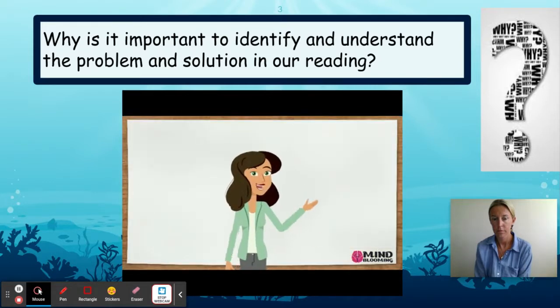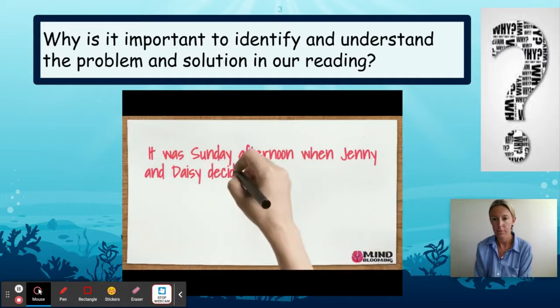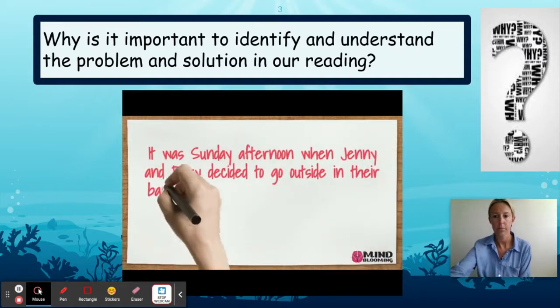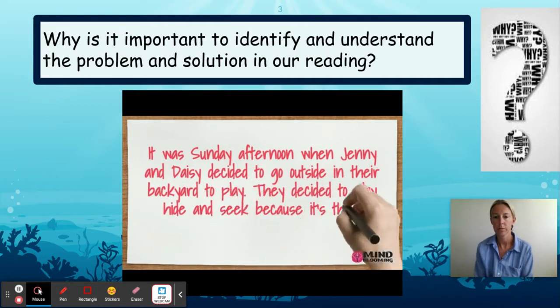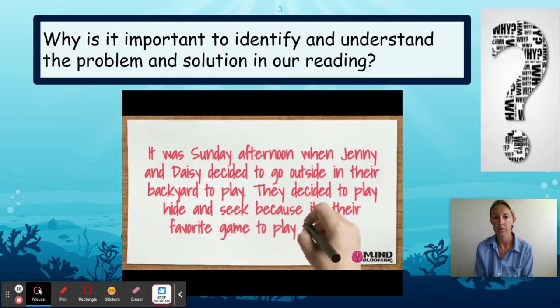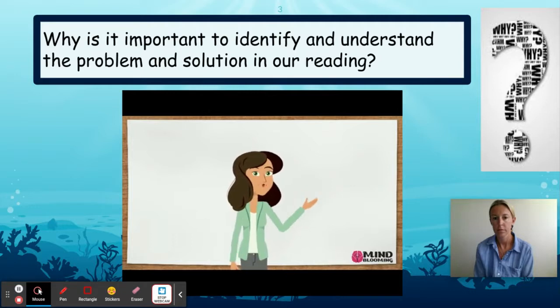Let's remember and finish the story we started in the last video, part 1 of Story Elements. It was Sunday afternoon when Jenny and Daisy decided to go outside in their backyard to play. They decided to play hide and seek because it's their favorite game to play together. Now let's see how we can create a problem and a solution for the story.